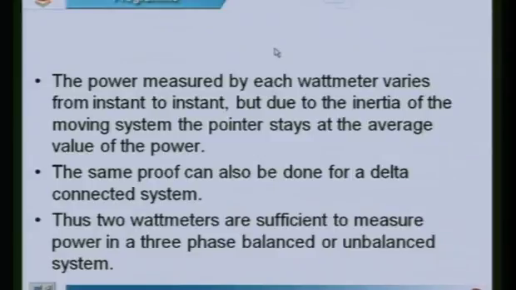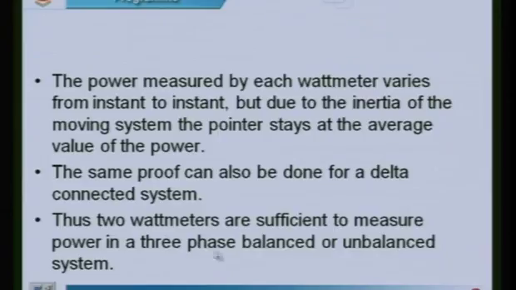See, the power measured by each wattmeter varies from instant to instant. Why? Because the voltage I am giving to the potential coil is time dependent. The current is also time dependent. Therefore, the power is also time varying. But the inertia of the moving system will not allow the pointer to vary with respect to time. Therefore, the wattmeters will indicate the average value of the power.